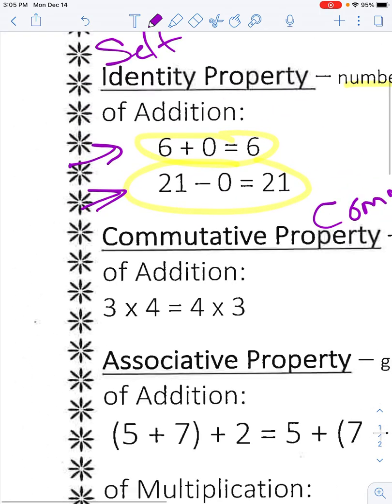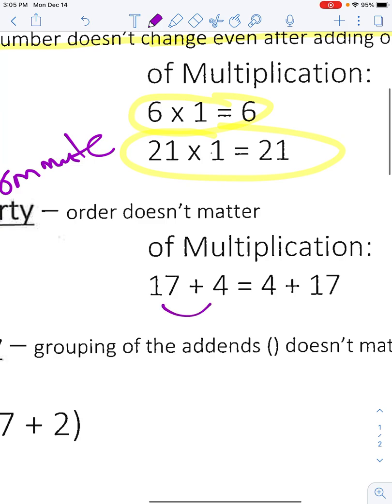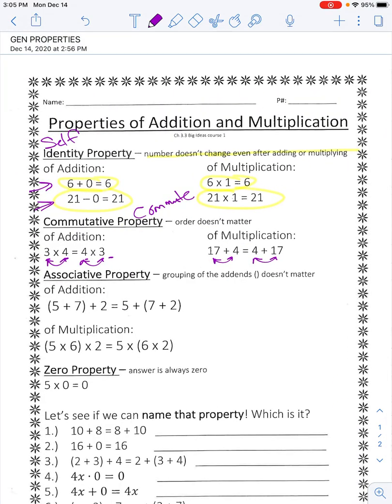So the commutative property of multiplication would be 3 times 4 is the same as 4 times 3. Do you see what happened? The 3 moved to that side, the 4 moved to the front. So they just flip-flop positions. They moved positions. They commuted positions. Over here, 17 plus 4 is the same as 4 plus 17. They flip-flopped spots, and the answer won't change.